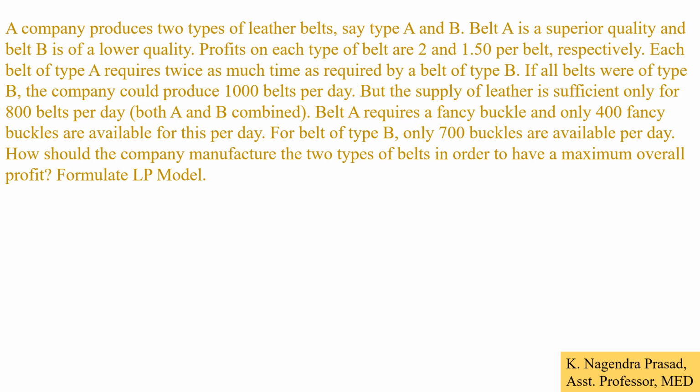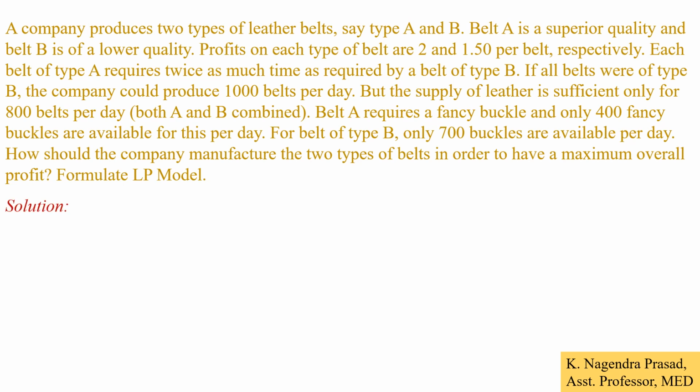Belt A requires a fancy buckle and only 400 fancy buckles are available for this per day. For belt of type B, only 700 buckles are available per day. How should the company manufacture the two types of belts in order to have a maximum overall profit? Formulate the model. Let's see the solution.